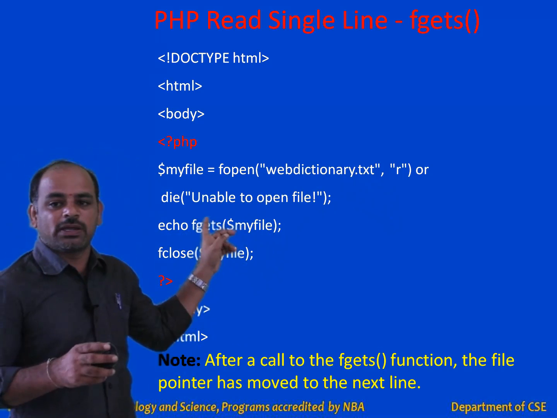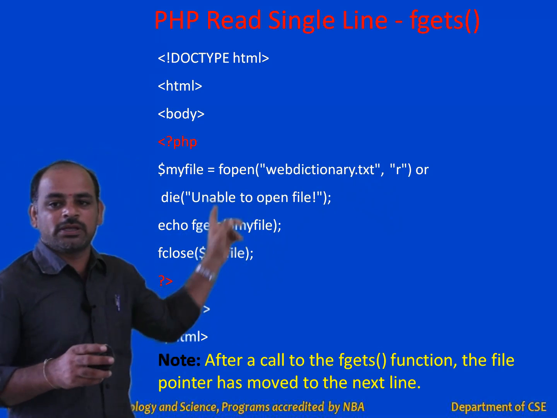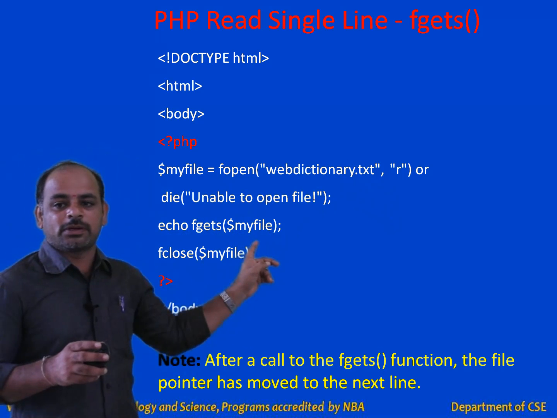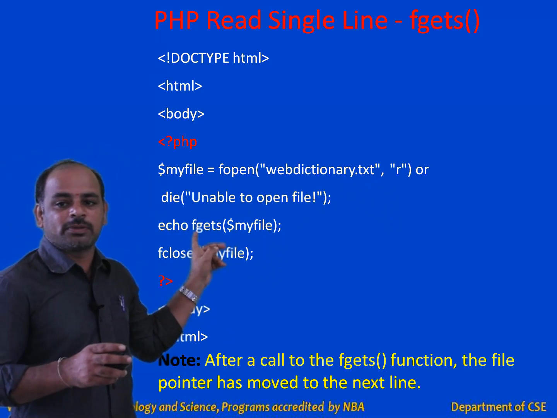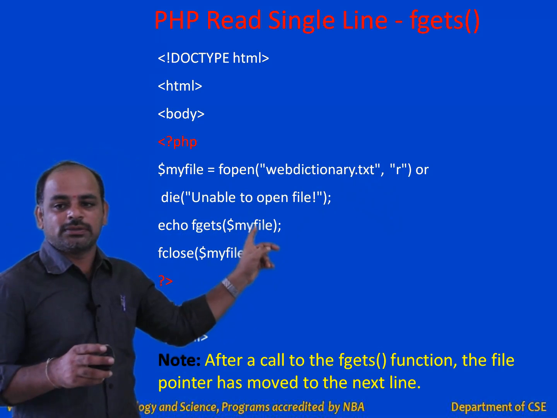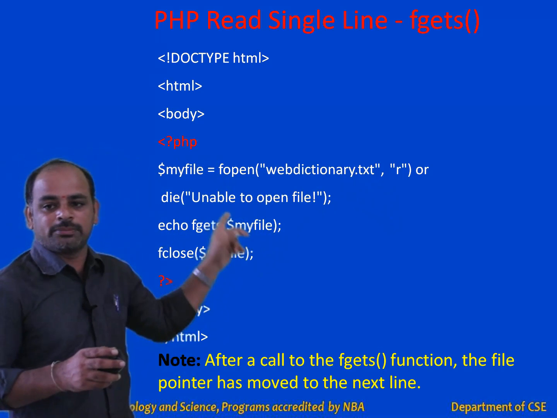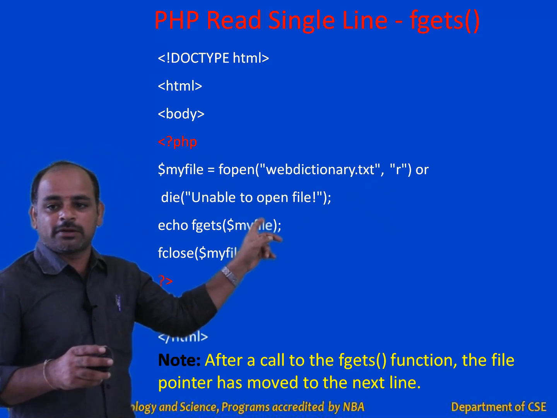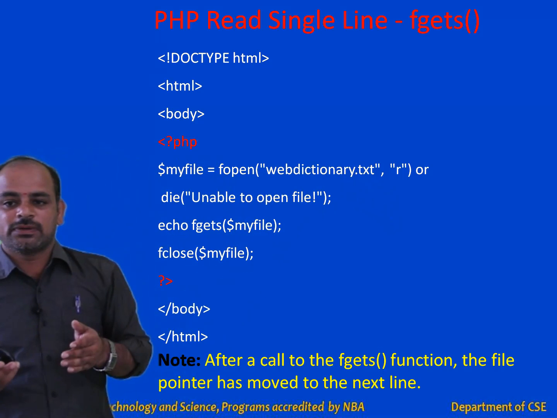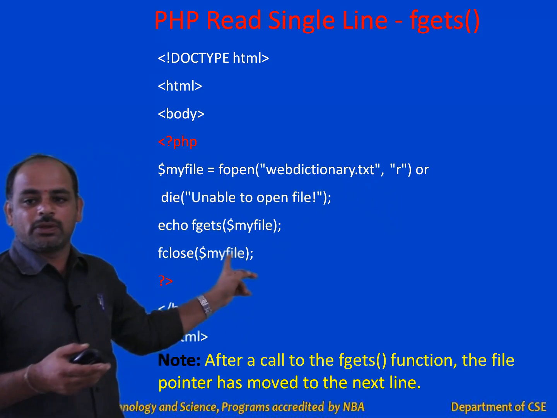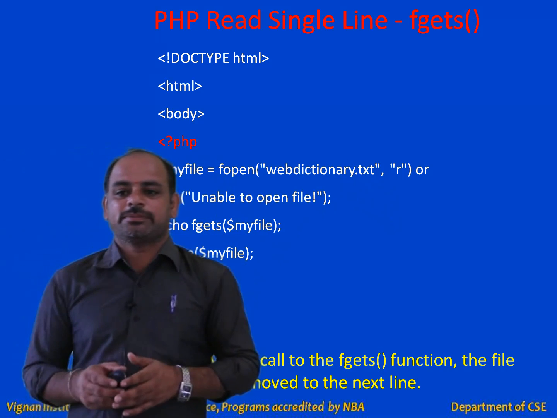And next is the file. If the file is opened successfully, then you want to read the data from that particular file. Here I am using fgets, and this is the file name. The file name is nothing but the file handle. You can see I am using the file handle, and from that particular file one line of text will be read and displayed, and finally we have to close this file.